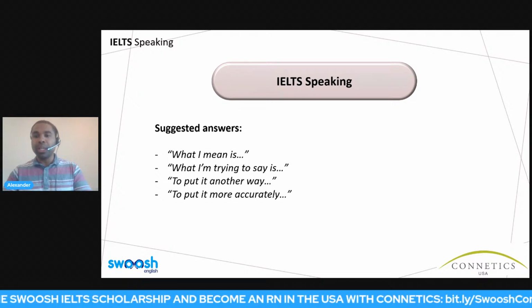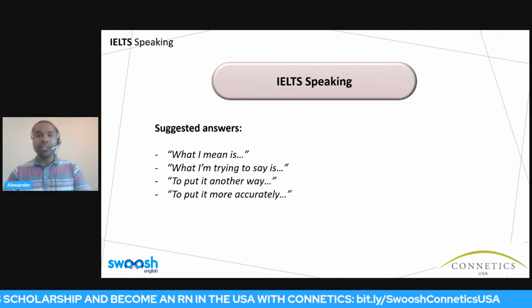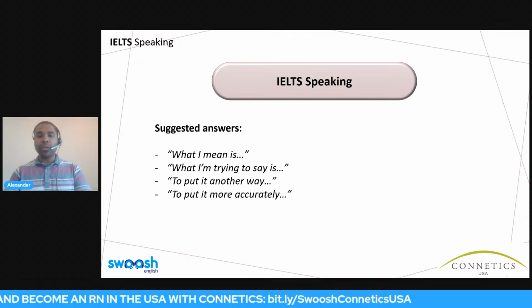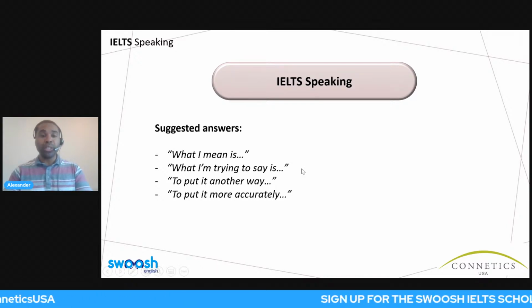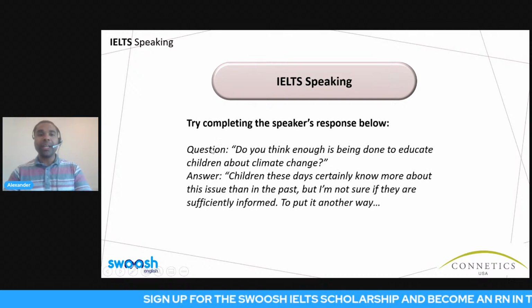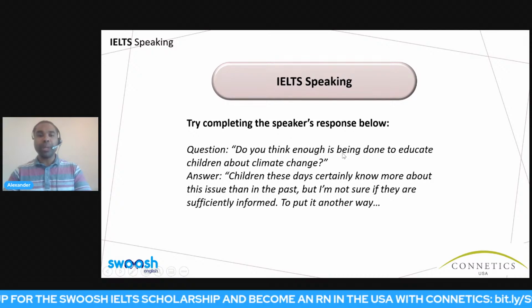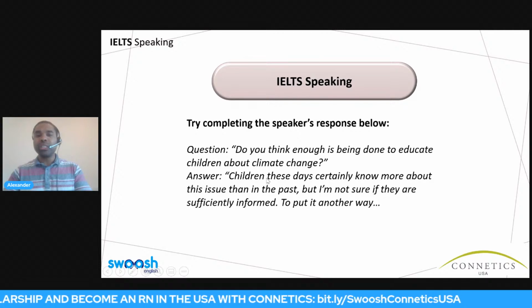Okay, good. Some good suggestions there. So let's have a look now in terms of some other sentences in which we could use these expressions and ways in which we could make our ideas clearer by using the expressions. So here we have a question. Do you think enough is being done to educate children about climate change? And the answer, we can see, children these days certainly know more about the issue than in the past, but I'm not sure if they're sufficiently informed.